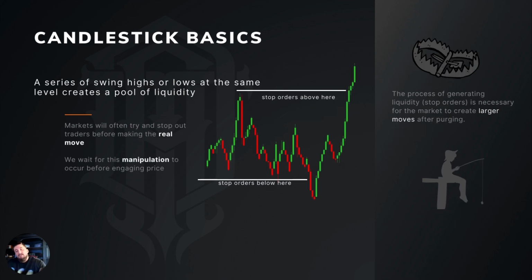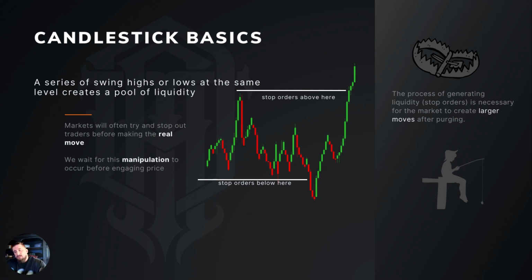So when there is a series of swing highs or swing lows at the same level, that creates a pool of liquidity. In markets, they will often try and stop out traders before making the real move. We wait for this manipulation to occur before we engage in price. Now, what does this mean? If we can see very visibly that there would be a reason for a lot of traders to put a stop loss order in a specific area, we can almost always expect that the market is going to stop at those traders before continuing higher.